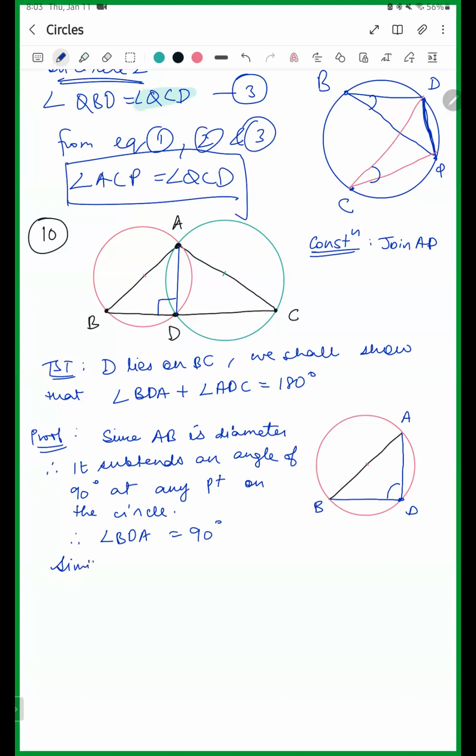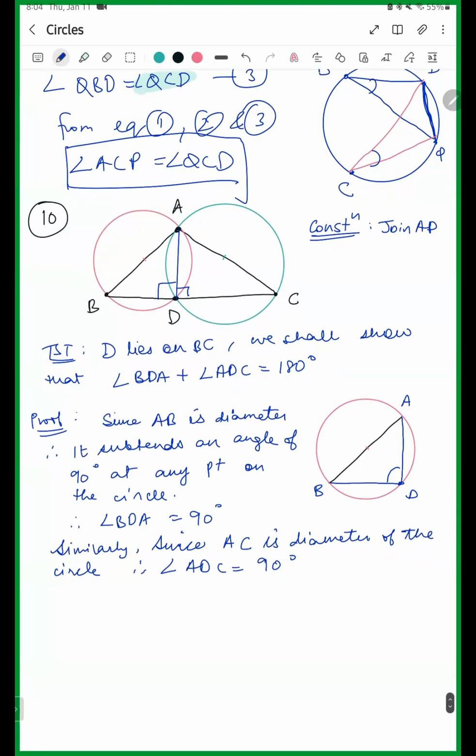Similarly, now look at the other circle, the green circle. Since AC is diameter of the other circle, therefore angle ADC is equal to 90 degrees. This one is also going to be 90 degrees because of the same reason for the other circle, the green circle. Okay.